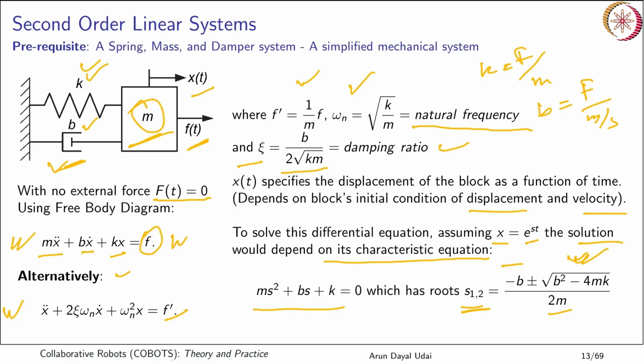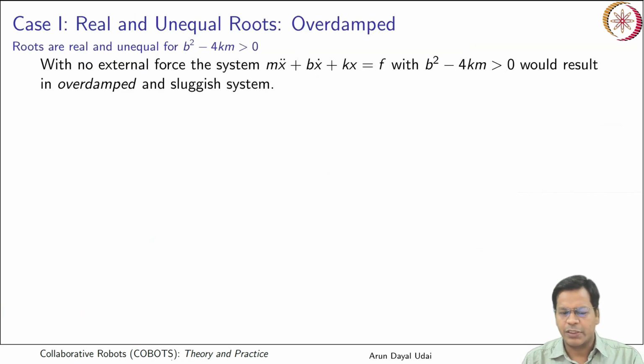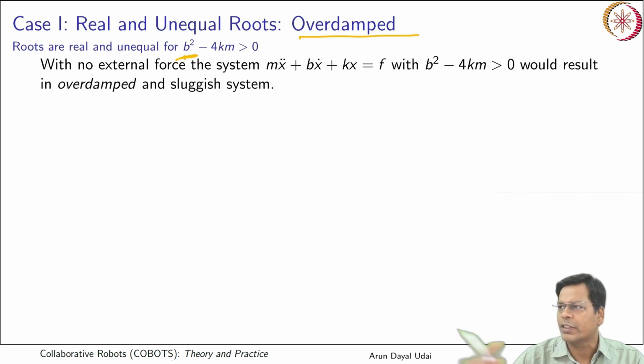Let us begin with different kinds of such systems. One such system could be an overdamped system, in which B is dominant, that is damping is dominant over the spring stiffness. The roots are real and unequal. In that case, we have no external force, so F becomes equal to 0, and this is the time domain solution of your system. With b square minus 4mk greater than 0, that results in an overdamped system, and it behaves in a sluggish way.